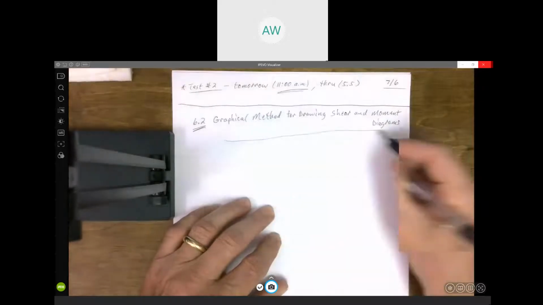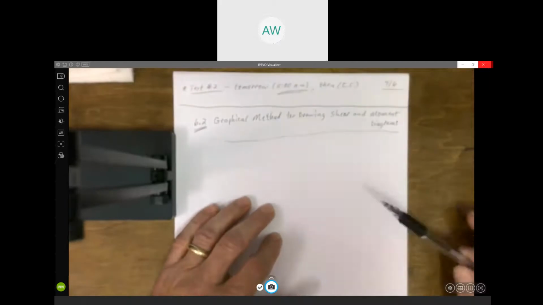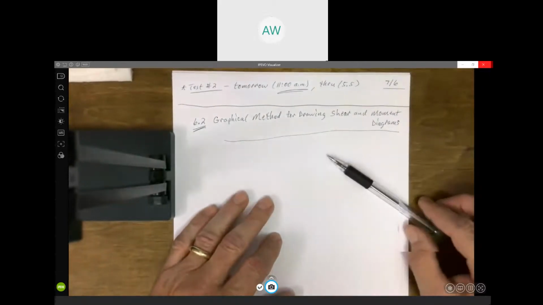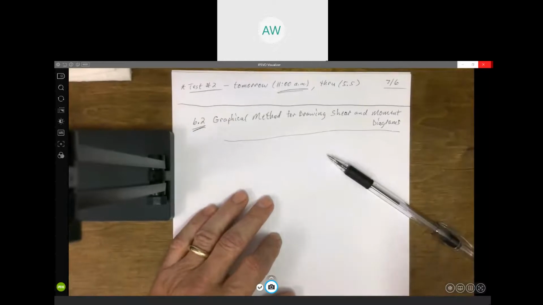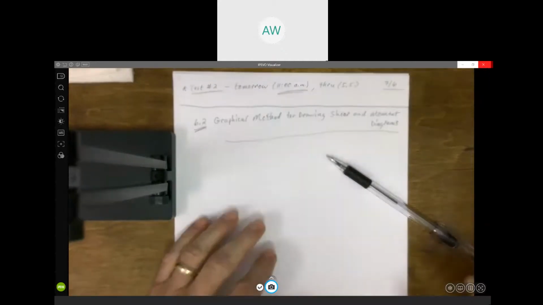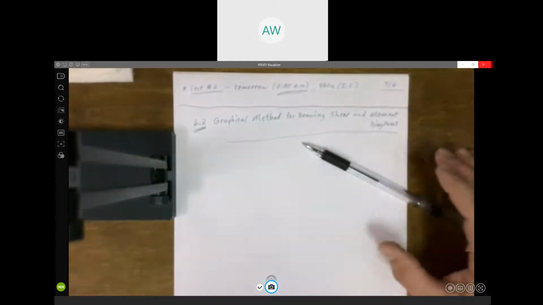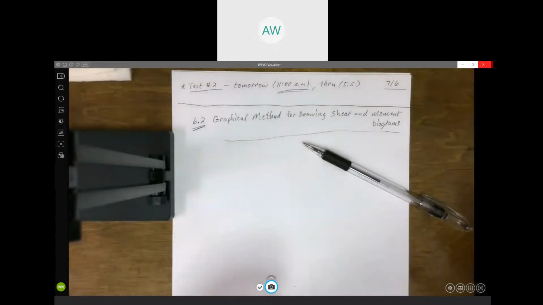A quick reminder: the shear and moment diagrams are literally a graph showing what the shear force and bending moment are down the entire length of the beam. The reason we need this is that we're going to analyze the beam and calculate the maximum shear stress and maximum bending stress. We need to know the maximum shear force and the maximum bending moment, and that's the purpose of constructing these diagrams.